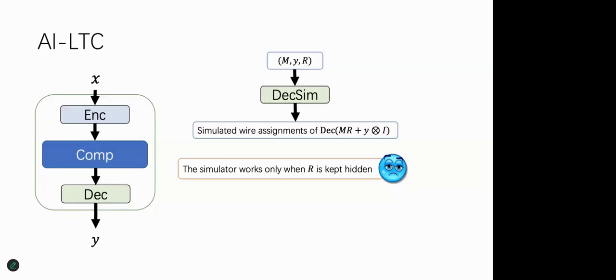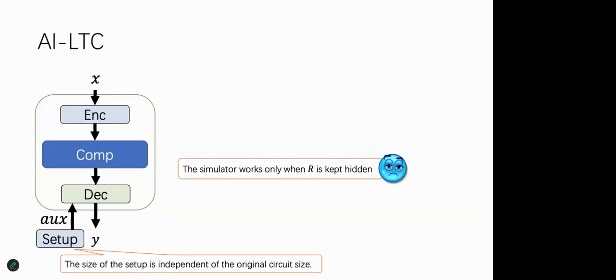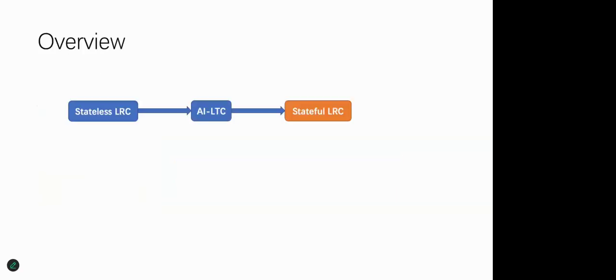Here there is a problem that the simulator of the decoder works only when the internal randomness used for encryption is kept hidden, but the randomness might be revealed in the computation. So we need to use auxiliary input generated by the leak-free setup, which are actually ciphertexts of zeros, to refresh the output ciphertexts. The size of the setup will be independent of the original circuit size, and it's only related to the output length of the original circuit. With this AIOTC, we can obtain a stateful AORC.